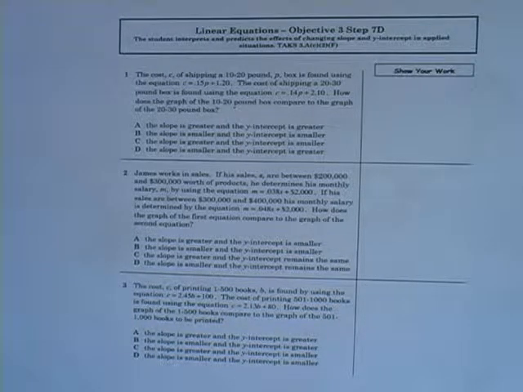Okay. The cost of shipping a 10 to 20 pound box is found using the equation C equals 0.15P plus 1.2. And the 20 to 30 pound box is C equals 0.14P plus 2.10. How does the graph of the 10 to 20 pound box compare to the graph of the 20 to 30 pound box?